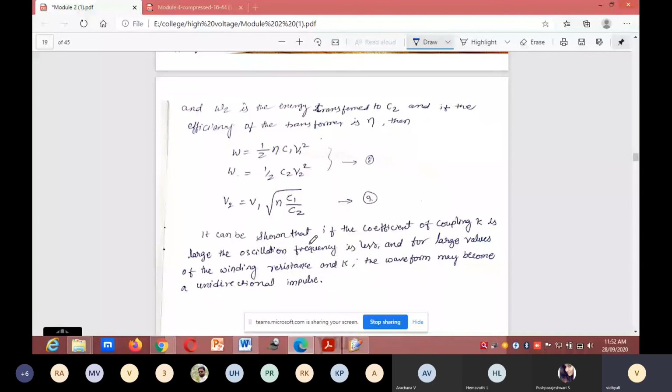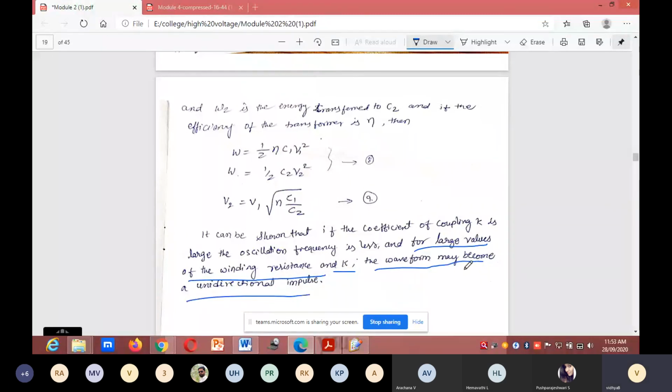It can be shown that if the coefficient of coupling K is large, the oscillation frequency is less. They are saying that if the coefficient of coupling K is large, the oscillation frequency is less, and for large values of the winding resistance and K, the waveform may become a unidirectional impulse.